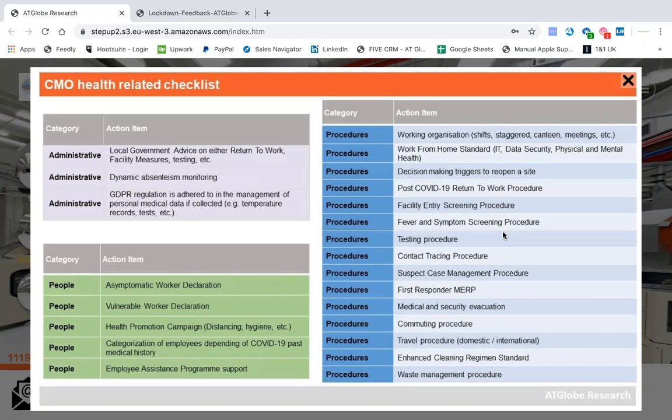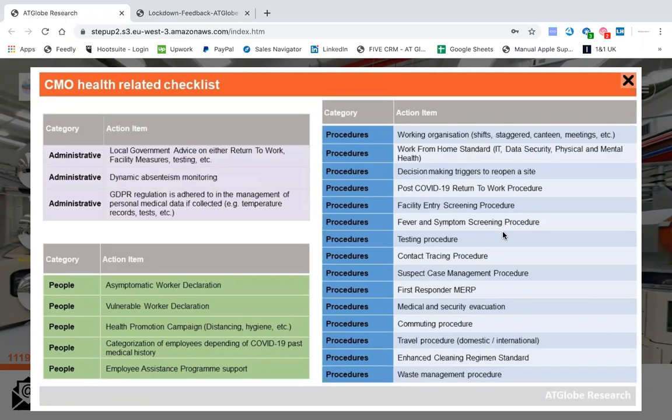From a procedure perspective, I'm sure most of this you're already doing. Again, there are little things that you might notice that actually, that is probably something we need to think about. So you've got your normal stuff, which is your working organizational, shifts, staggered times, and canteens, meetings, but also just be aware of procedures of working from home. Bearing in mind, most businesses didn't expect this, so they don't actually have a remote working policy. It may be something you want to start looking at, because I'm sure this is likely to be a game changer.